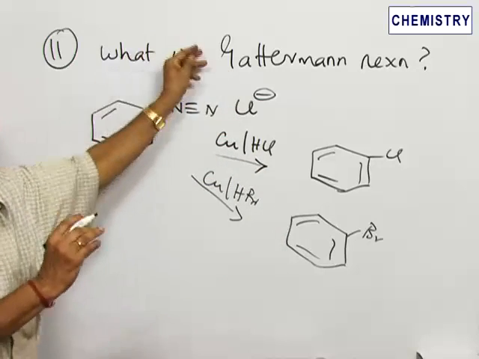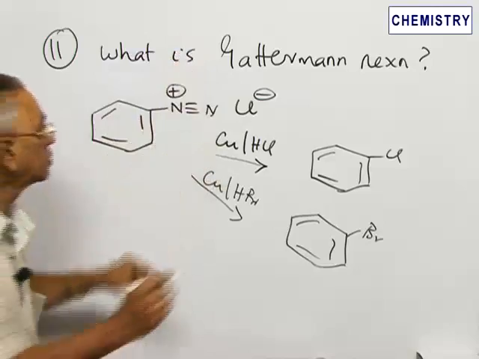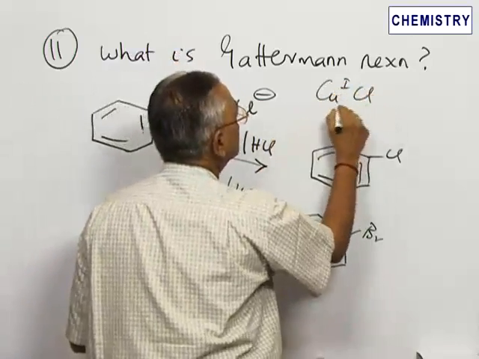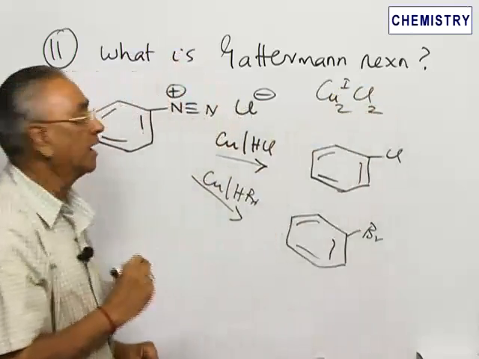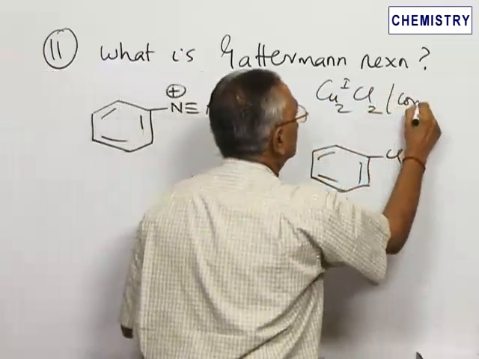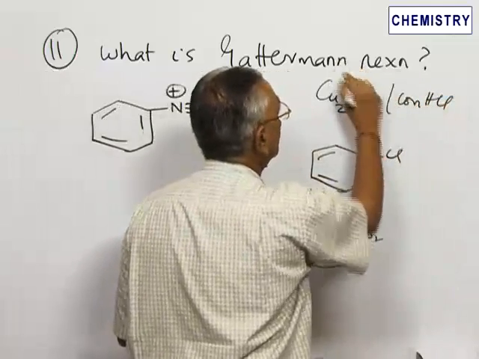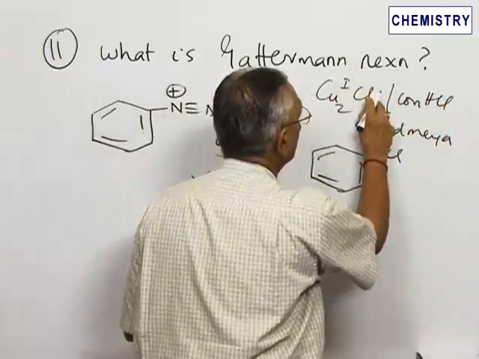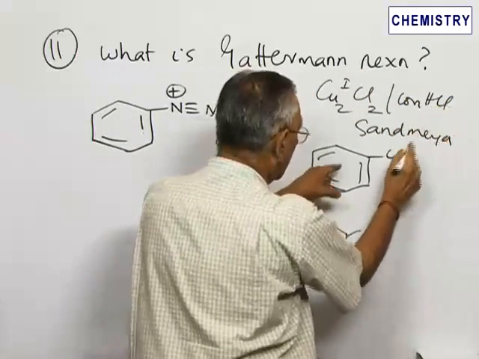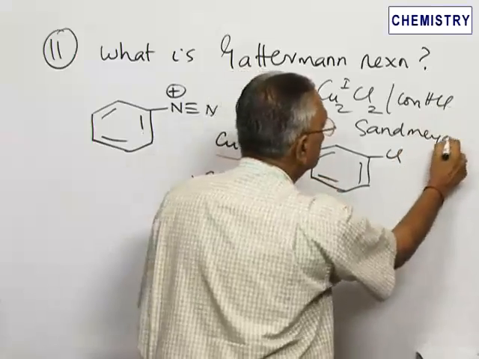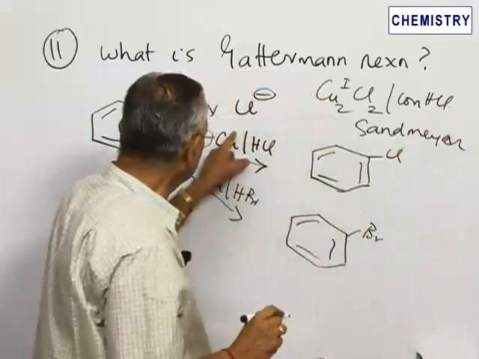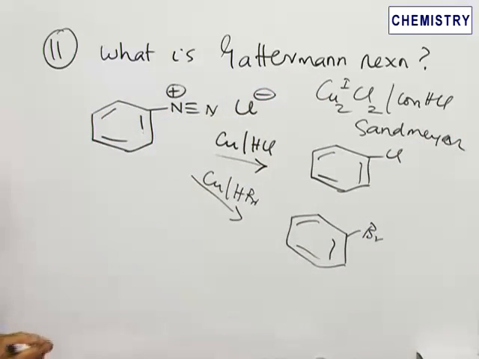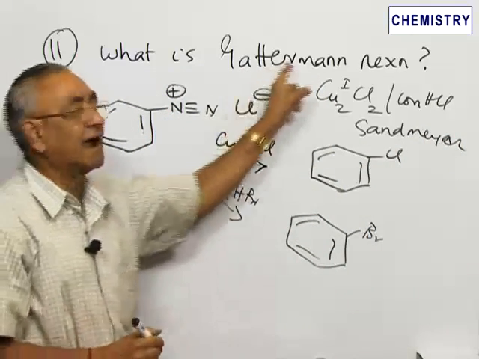This has to be distinguished from the Sandmeyer reaction, wherein you make use of cuprous halide, copper 1 halide. Actually, it is given as Cu2Cl2 in the presence of concentrated HCl. In this case, this is not known as the Gattermann reaction, this is known as the Sandmeyer reaction. Whereas CuBr and concentrated HBr will give rise to the corresponding bromo compound, which is also known as the Sandmeyer reaction. On the other hand, when treated with copper and HCl or HBr, it will give rise to chlorobenzene and bromobenzene, which is referred to as the Gattermann reaction.